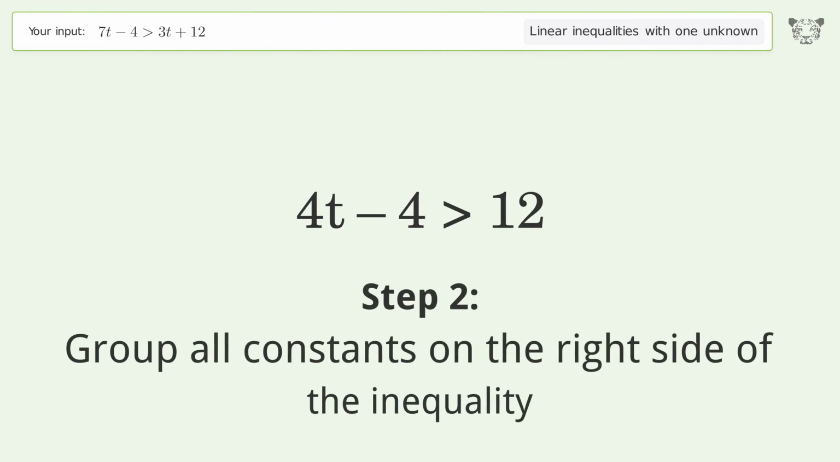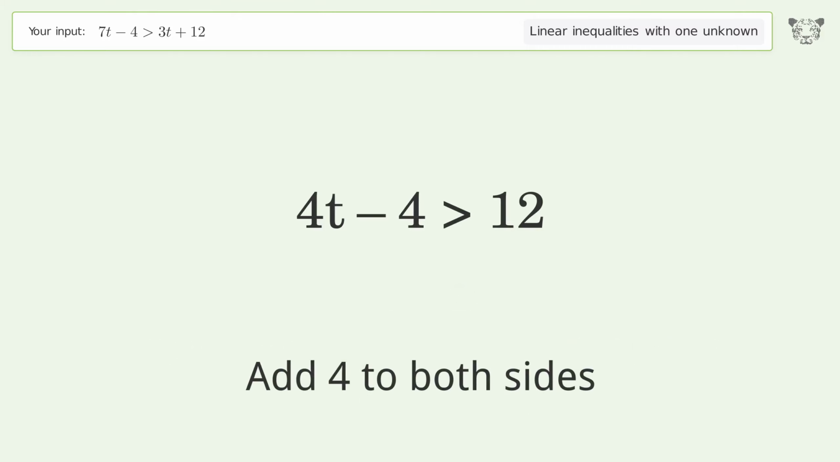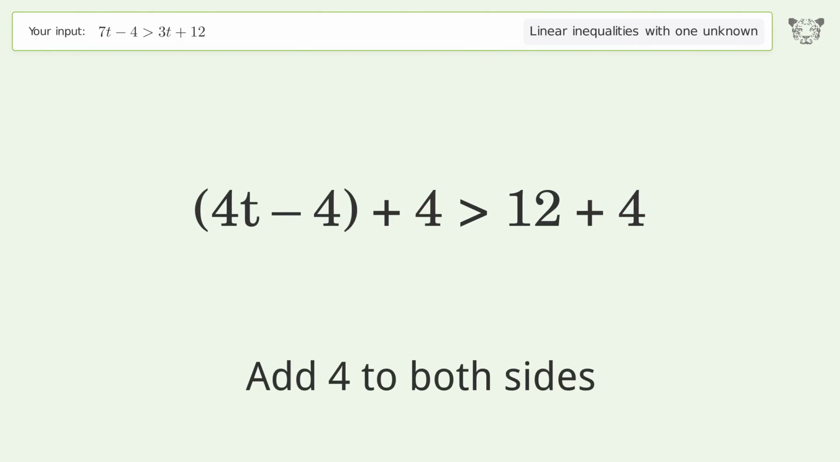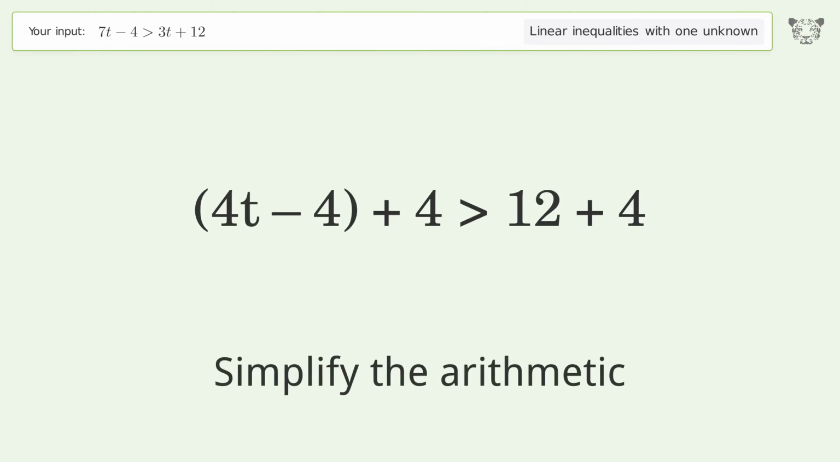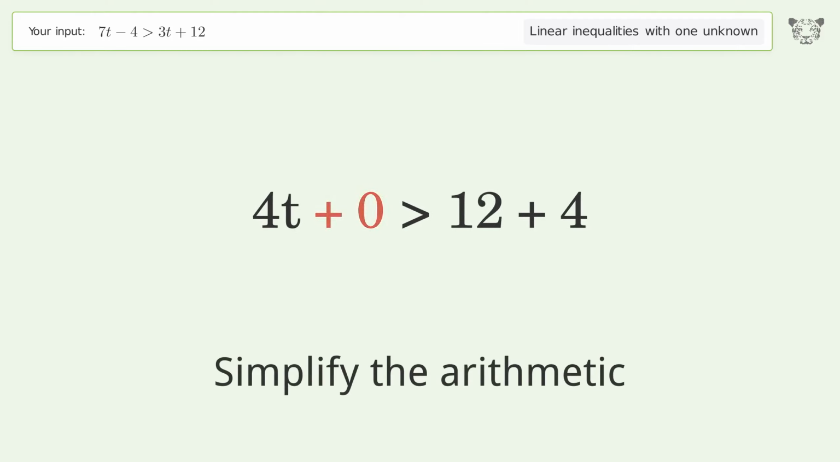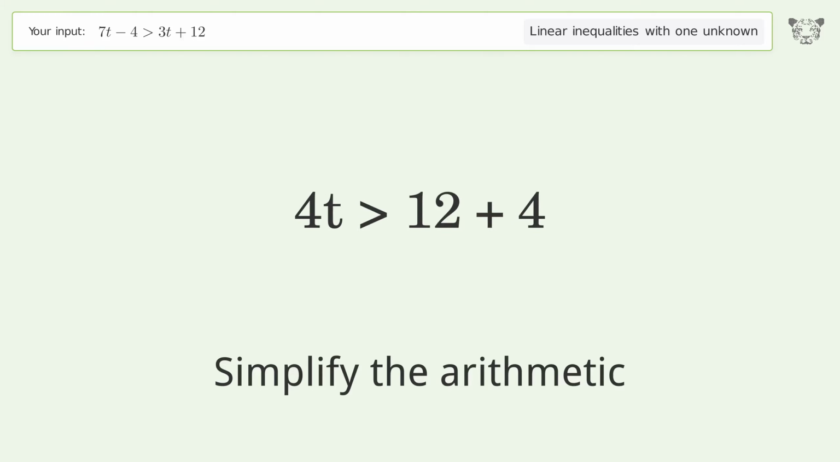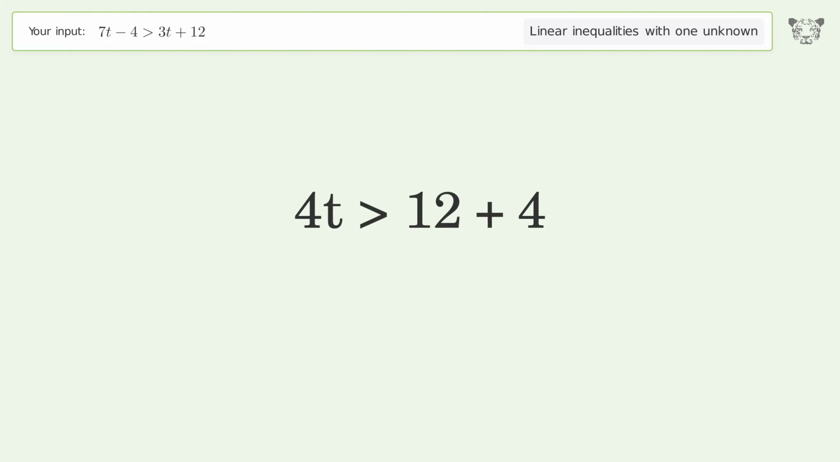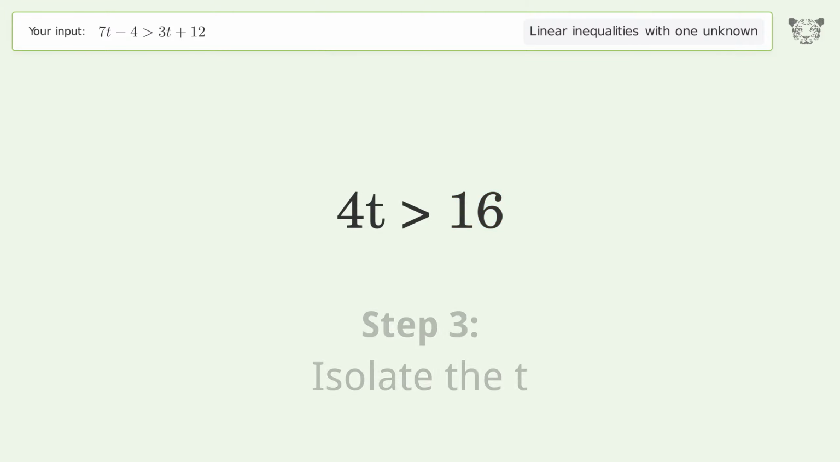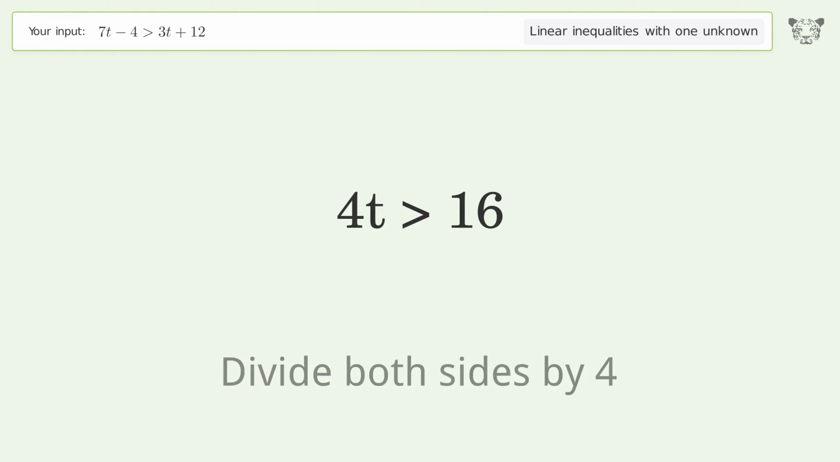Group all constants on the right side of the inequality. Add 4 to both sides. Simplify the arithmetic. Isolate the t. Divide both sides by 4.